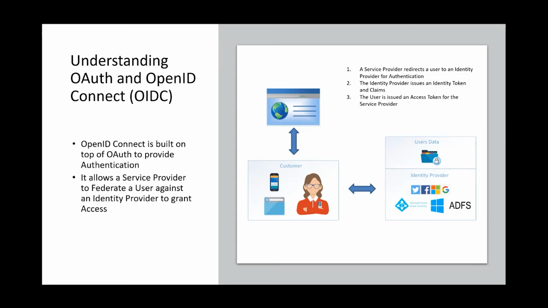So I go to my service provider, they redirect me to my identity provider, I get an identity token, exchange that for an access token, and I've got access to my app. That's what OpenID Connect is, as opposed to OAuth.